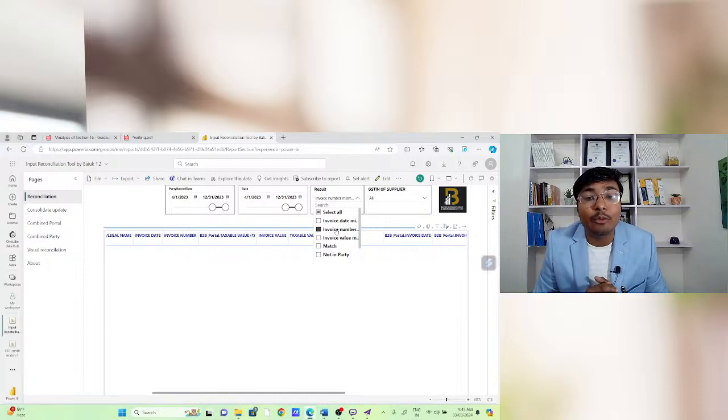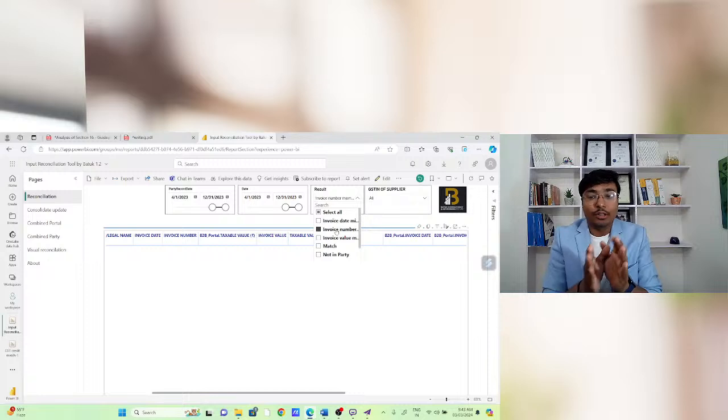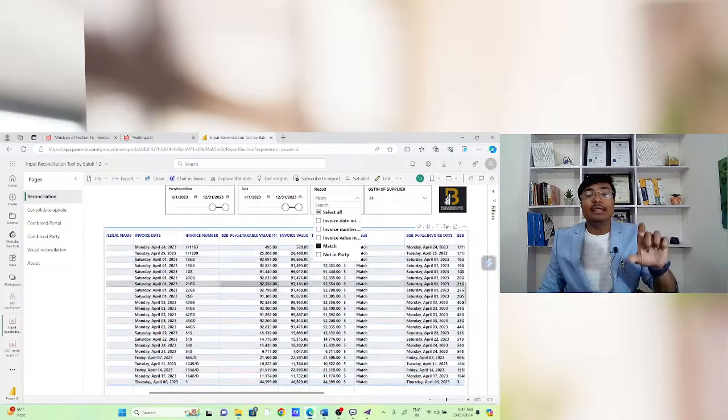There is no specific invoice number mismatch here, so nothing is showing. If there is any invoice number mismatch, it will be shown here. If there is an invoice value mismatch, in that case you just need to select here, and your invoice value mismatch will be shown.